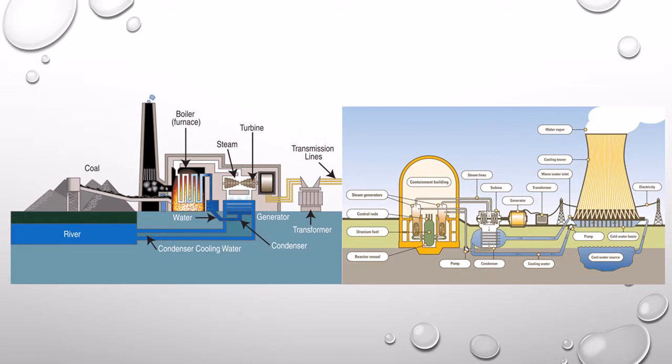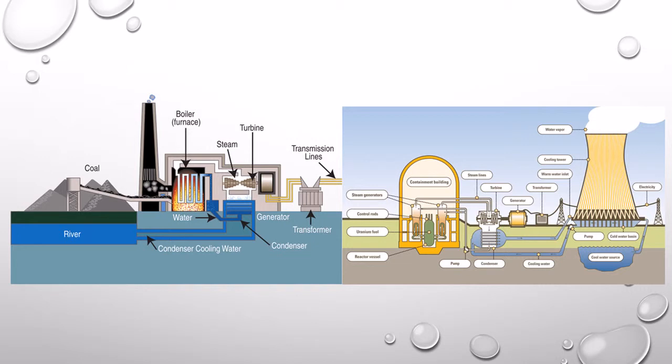The diagram on the left shows a coal-powered power plant. As you can see, the water is pulled from the river, sent through the power plant to cool it off, and is then sent back into the same river.